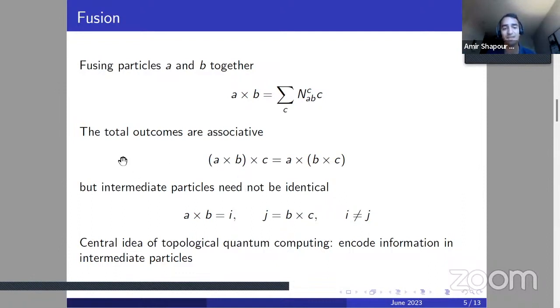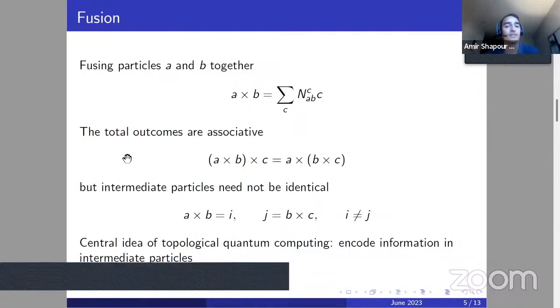That's not a redundancy in the math, because you can actually observe that and use it to encode information. A very basic example: you have the vacuum state, which is no particle. You have an electron, and then its antiparticle. When you fuse the electron and its anti-electron, the positron, you get the vacuum. So that's a fusion rule: electron times positron equals 1.